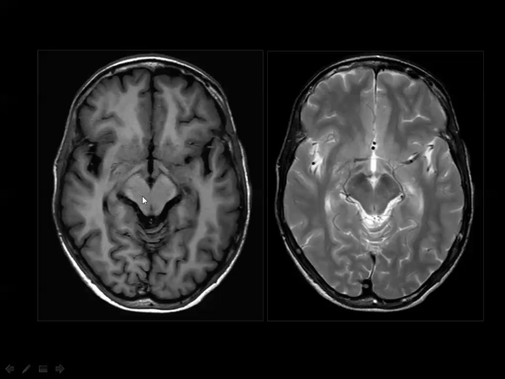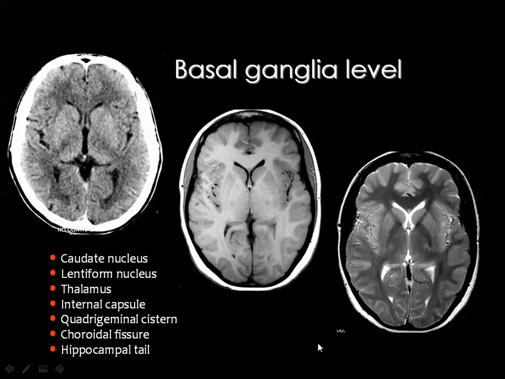Then after you leave this level and you go up, you are cutting through the lateral ventricles, the frontal horn and the occipital horn, as well as the third ventricle. At this level, whenever you see the frontal horn separate from the occipital horn and the third ventricle is present, you know that you are at the basal ganglia level.